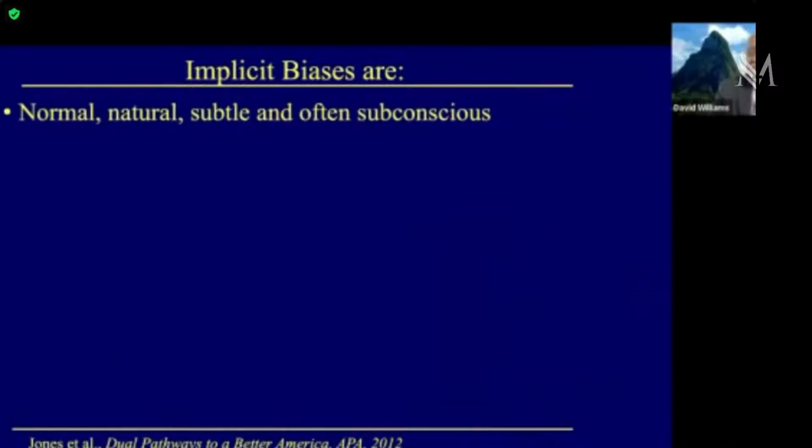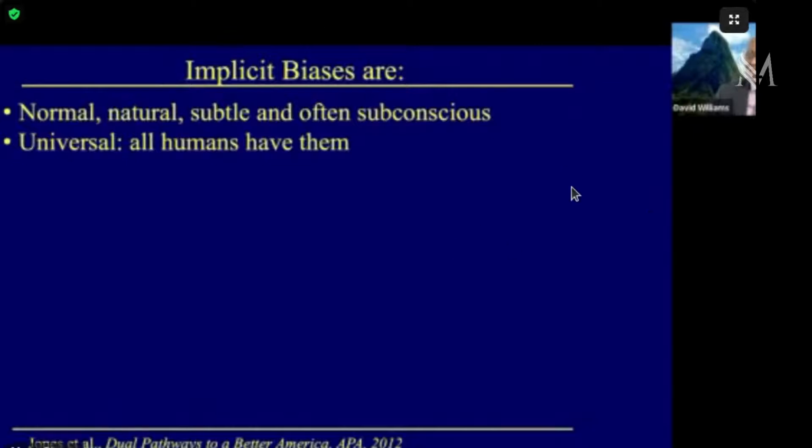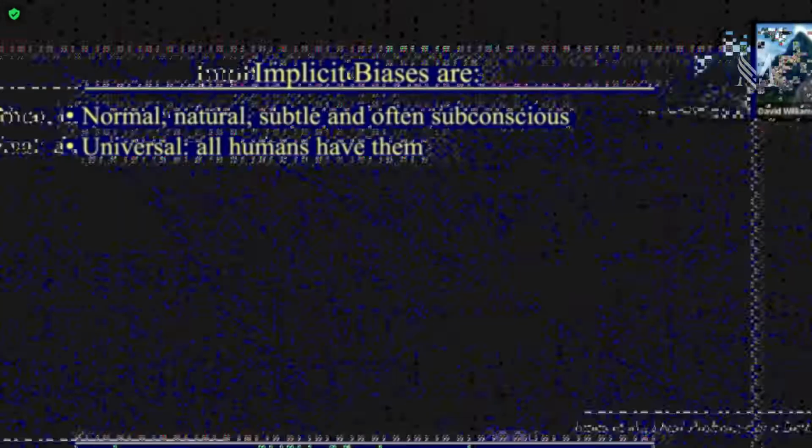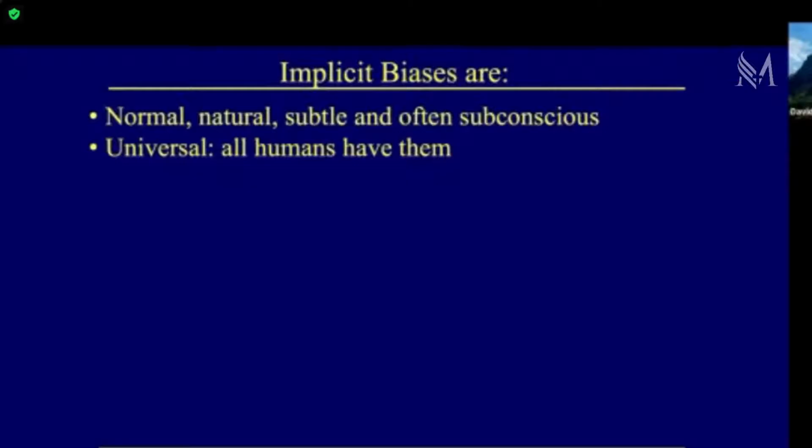Implicit biases, then, are normal, natural, subtle, and often subconscious processes that occur. They are universal. All humans have them. I like to tell my students that I think of myself as a prejudiced person. And I tell them I think of myself as a prejudiced person because I would like to think of myself as a normal human being. And if you are a normal human being, you are probably prejudiced. I didn't say you're racially prejudiced because this is not about race.